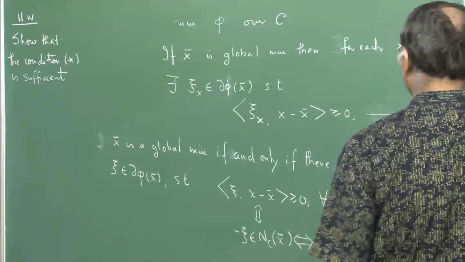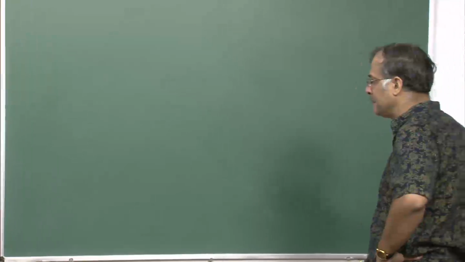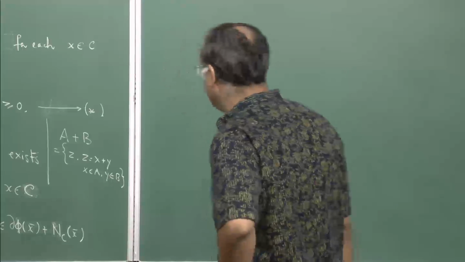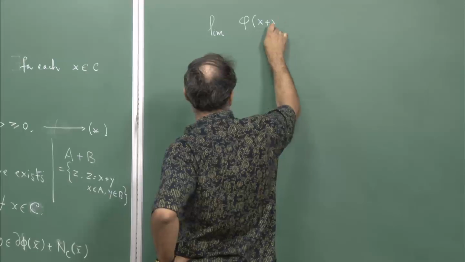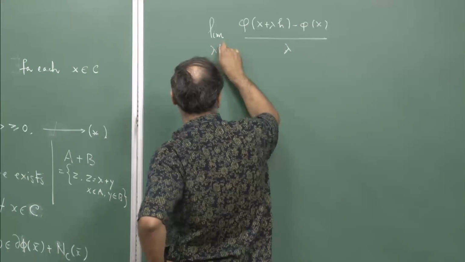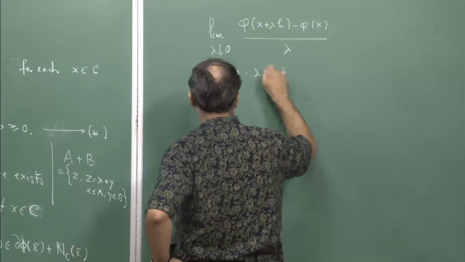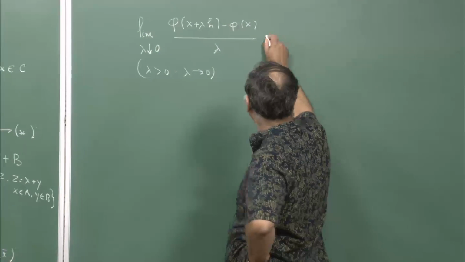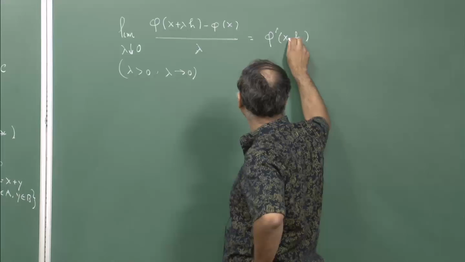In order to prove such a thing, we need to get into a slightly different fact. The different fact is that for a convex function, suppose you calculate this particular limit: fix a vector h, and then calculate the limit at any x over the whole of Rn. This symbol lambda down arrow 0 means lambda is strictly bigger than 0 and lambda goes to 0. If this limit at all exists, then it is called the directional derivative of the function phi at the point x in the direction h, written phi dash of x comma h.